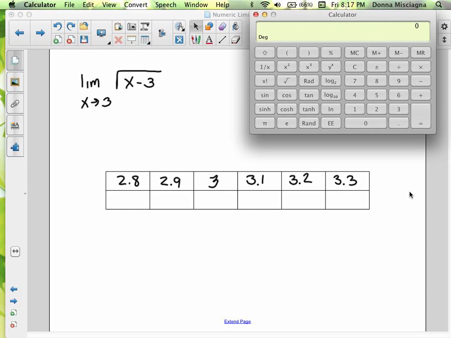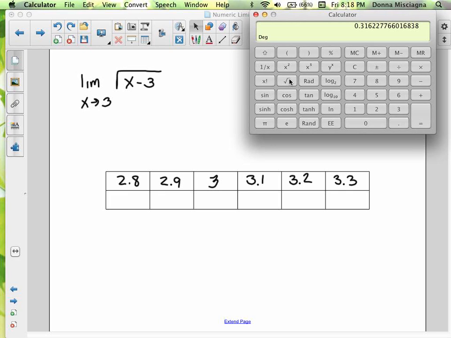All right, so if I plug in 3.1, I'm going to have the square root of 3.1 minus 3. That's going to be the square root of 0.1. That value is 0.3162. We'll take it to that many decimals.